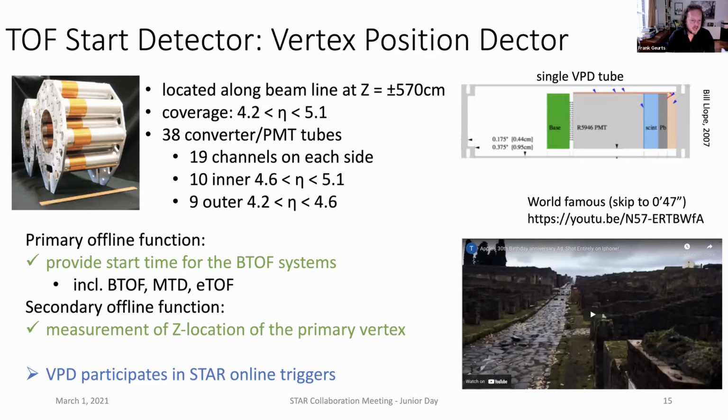Being able to accurately determine the timing also allows a secondary offline function, or maybe even more prominent offline function, which is an alternative measurement of the location, the Z location of the primary vertex. And often in your analysis, you'll see that you use a difference between the vertex position determined by the TPC and that of the VPD to say something about the validity of the vertex choice or vertex location.